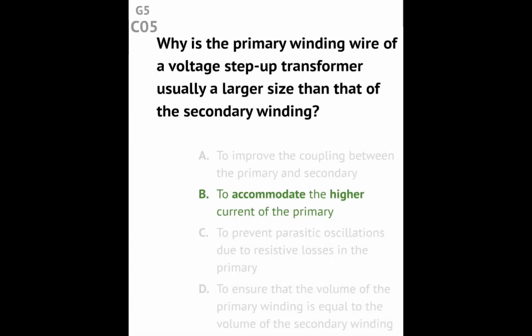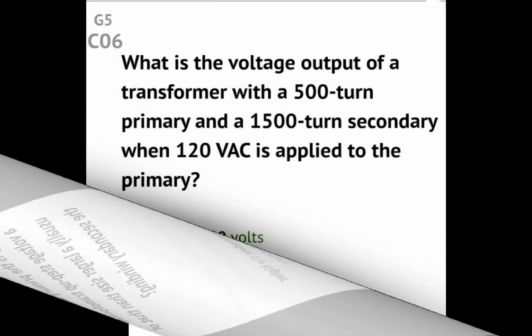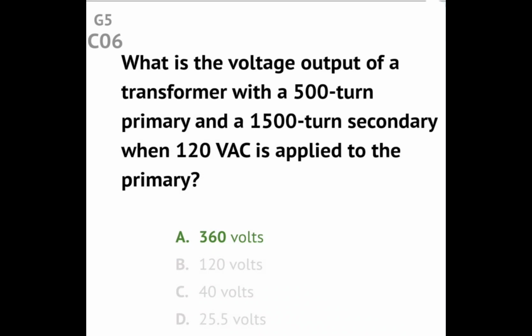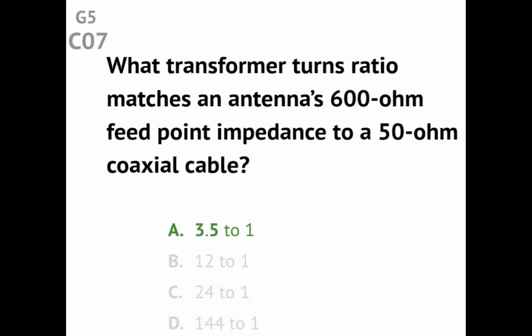Question G5C05. Why is the primary winding wire of a voltage step-up transformer usually a larger size than the secondary winding? Answer: to accommodate the higher current of the primary. Question G5C06. What is the voltage output of a transformer with a 500 turn primary and a 1500 turn secondary when 120 volts AC is applied to the primary? Answer: 360 volts.